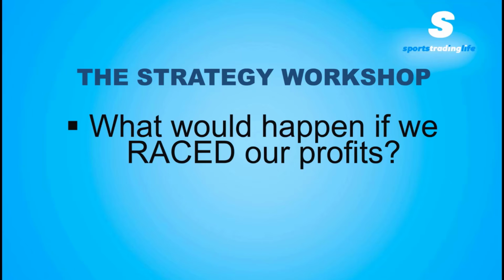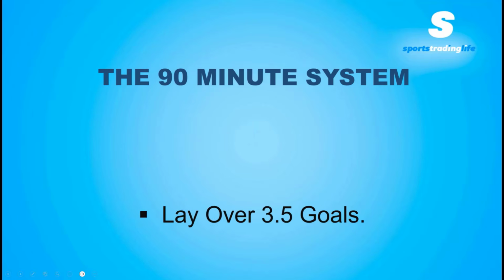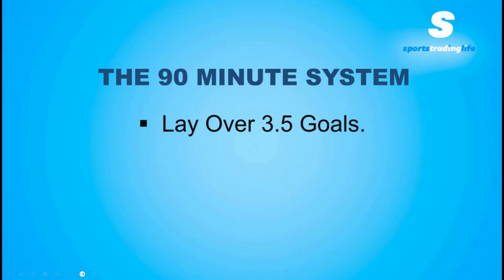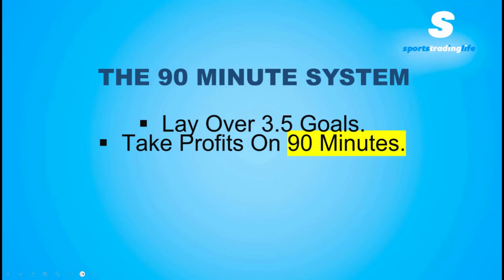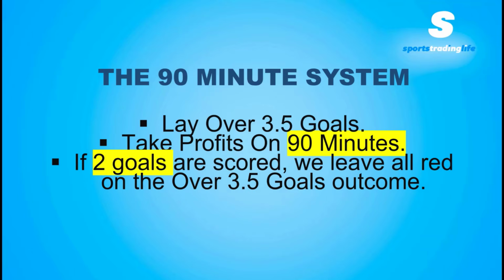So anyway, with this variation, we will be laying over 3.5 goals at kickoff. Now, here's the thing. We're going to take profits on 90 minutes. Okay? We're going to try and take profits on 90 minutes. Now, if 2 goals are scored, we will leave all red on the over 3.5 goals outcome. Now, there is another outcome which actually isn't listed on here. If 2 goals are scored and we're in a green position, we will take profits at that time.